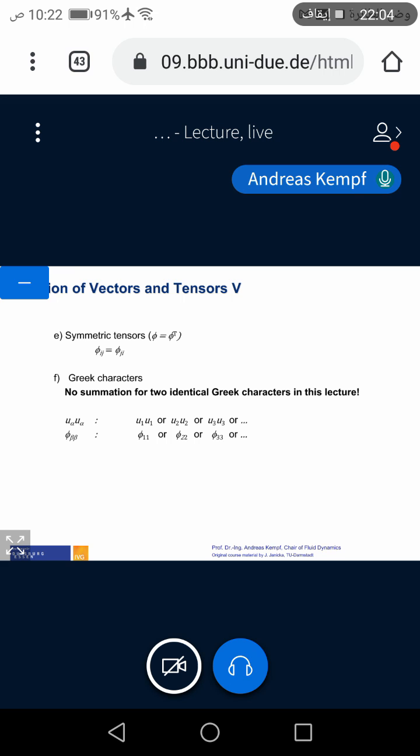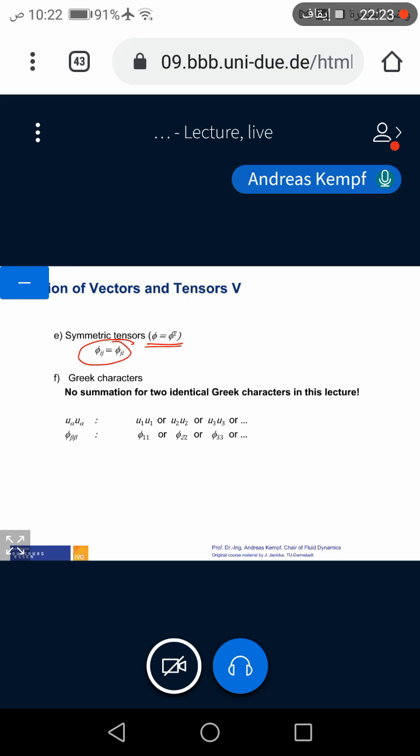Okay, so I've mentioned already that the stress tensors are always symmetric. For a symmetric tensor, we have the following rule applying: phi equals phi transposed, and in index notation, phi ij equals phi ji.